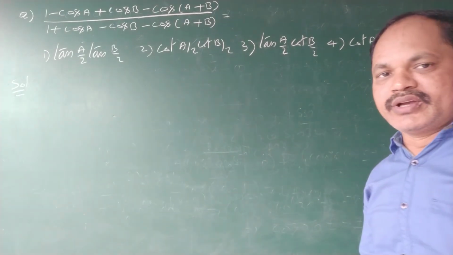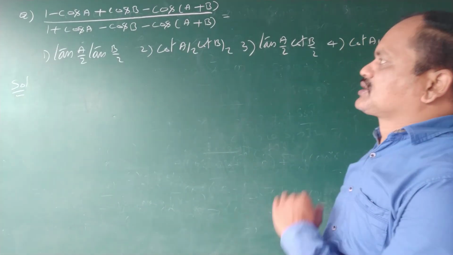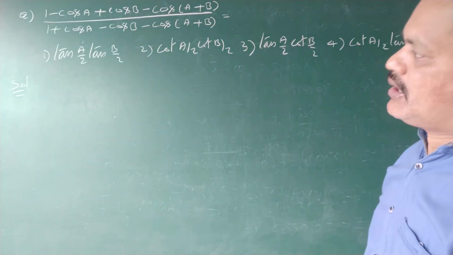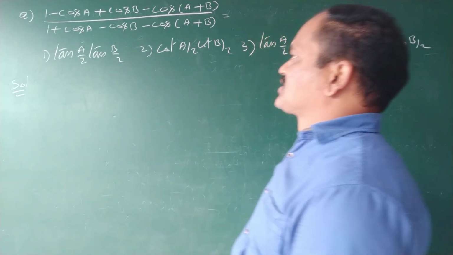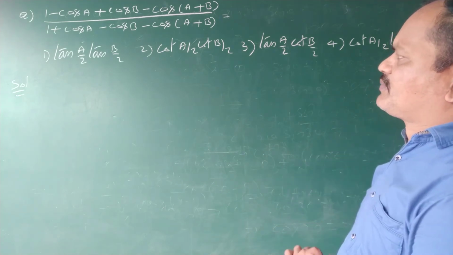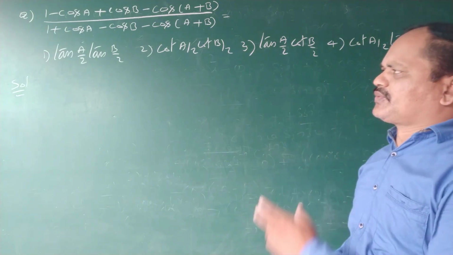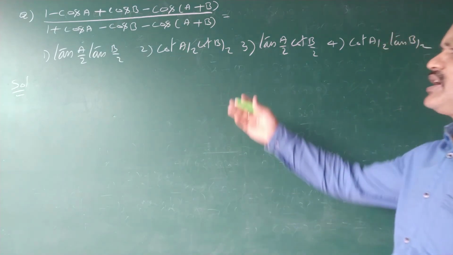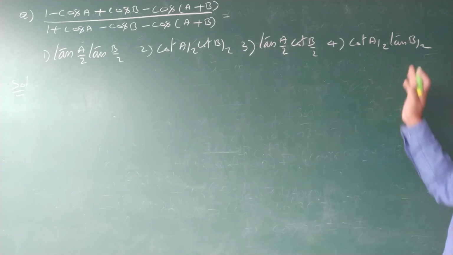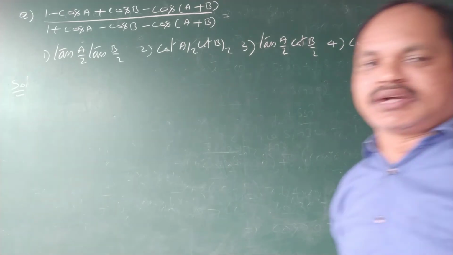Now observe the question: (1 minus cos A plus cos B minus cos of A plus B) divided by (1 plus cos A minus cos B minus cos of A plus B) is equal to which of these? The first option is tan A/2 tan B/2, second option cot A/2 cot B/2, third option tan A/2 cot B/2, and fourth option cot A/2 tan B/2. Now we have to solve this question.